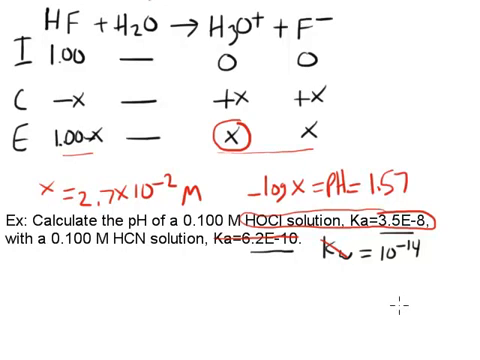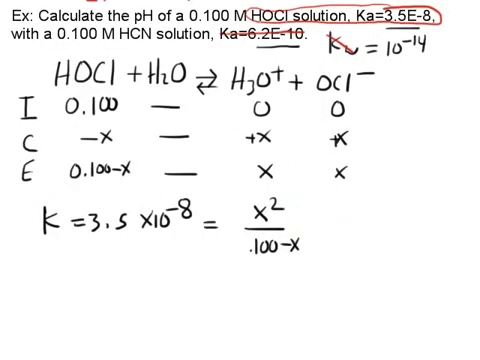So go ahead and make your ice table and find the concentration of H plus that hypochlorous acid produces. So when you set up your ice table and solve for x, you should get that x is equal to the hydronium ion concentration, which is equal to 5.9 times 10 to the negative 5th.